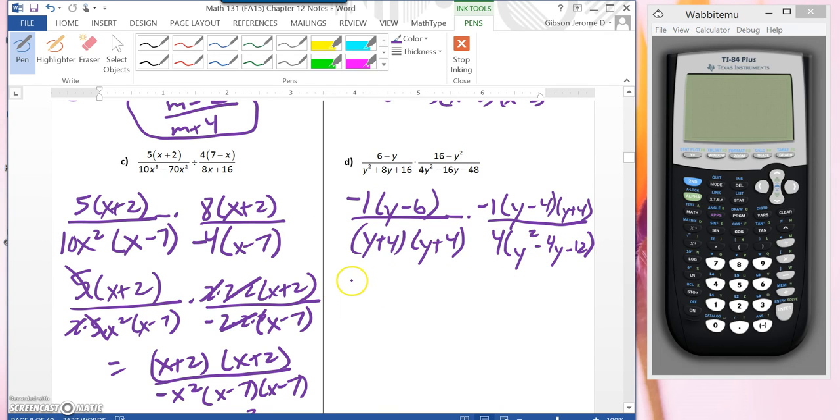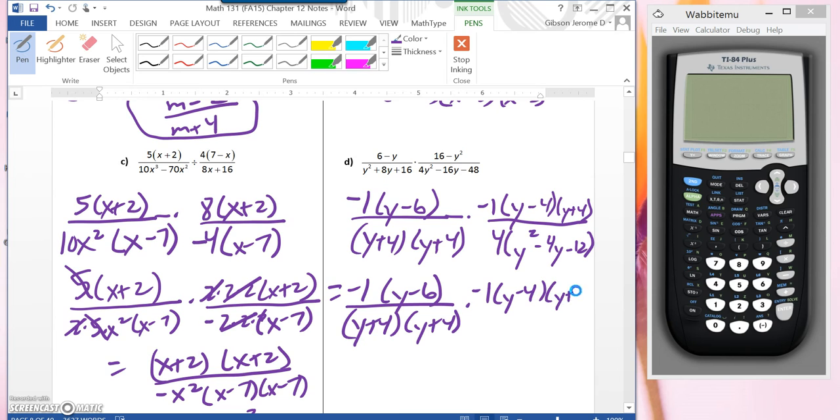Yes, we can. So this would be negative 1 times y minus 6 all over y plus 4 times y plus 4 times negative 1 times y minus 4 y plus 4 all over, factor out 4. This would give us y minus 6 and y plus 2.